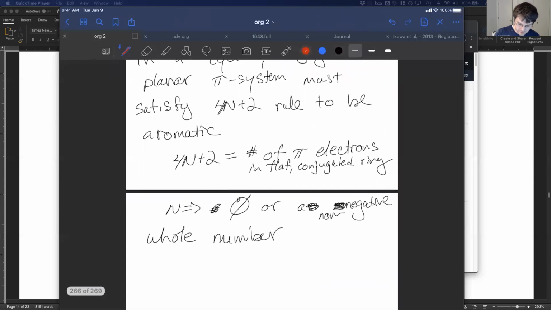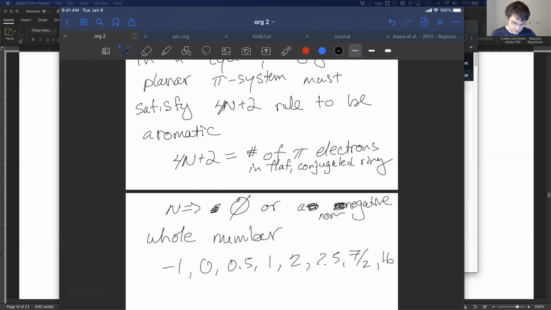That is to say, if we could find a way to make this, let's cross it out in red, -1, 0, 0.5, 1, 2, 2.5, 7 halves, and 16. Huckel's rule is only followed if we have a positive whole number resulting from this equation. So the number of pi electrons is equal to 4n plus 2. What we do is we solve for n, and if n is a whole number that's positive and includes 0, like 3, 4, whatever, we satisfy the 4n plus 2 rule and we stand a chance of being aromatic.